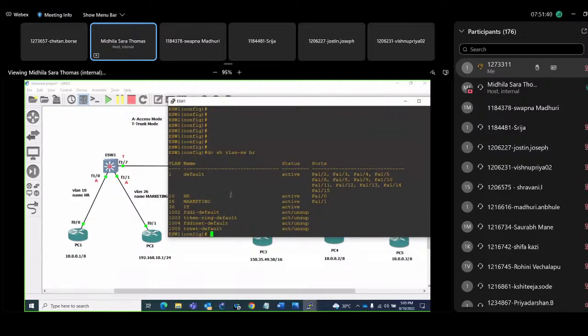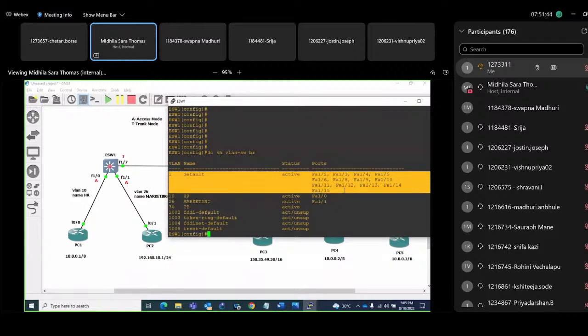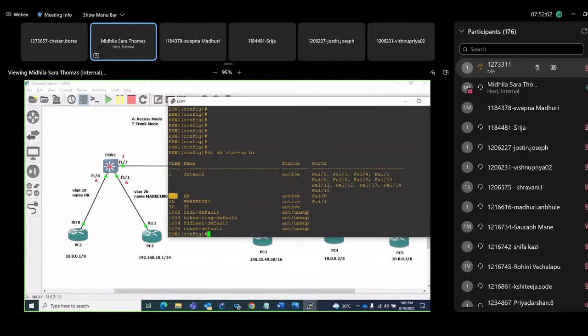Now you look and tell me, all the interfaces are in native or default VLAN. But now just check and tell me where is F1/0? Is it here in native? Check and tell me FA1/0, fast Ethernet 1/0. Is it there in default VLAN number 1? No, you configured it under VLAN 10 with the name HR.